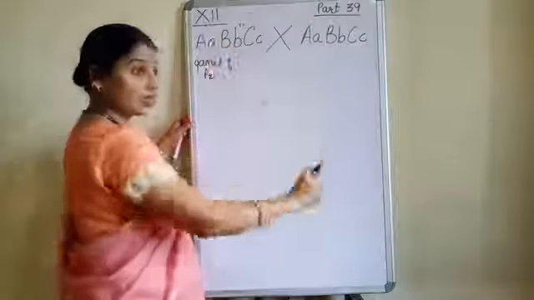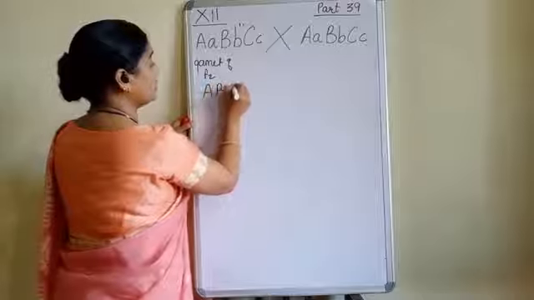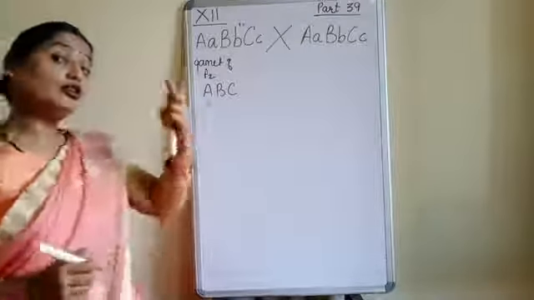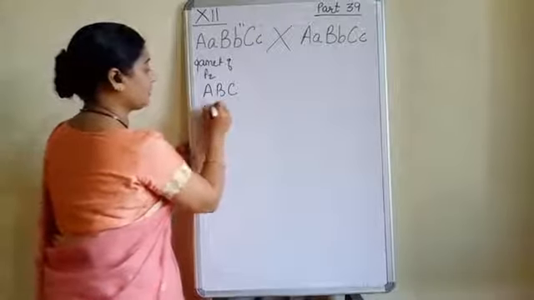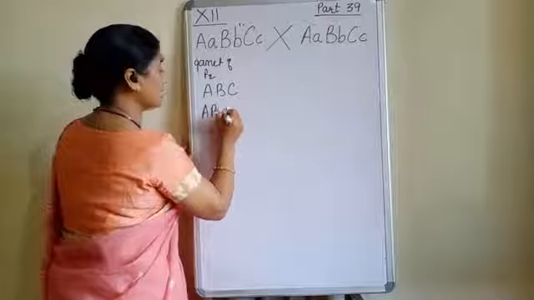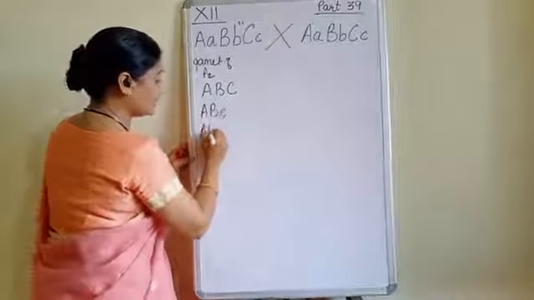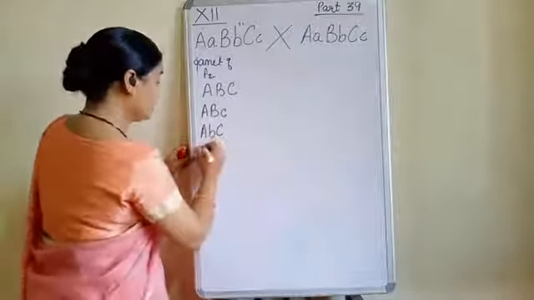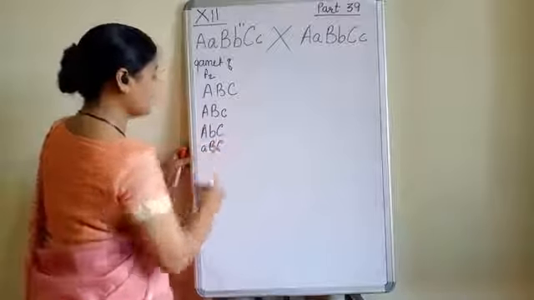Take 3 as dominant, capital A, capital B, capital C. Take 2 as dominant and 1 recessive. You take capital A, capital B and small c. Second time you take capital A, small b, capital C. Third time you take small a, capital B and capital C.